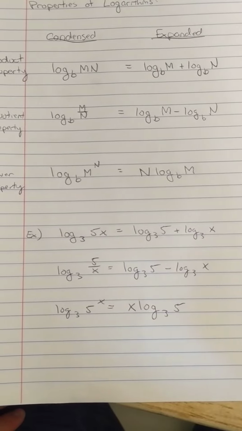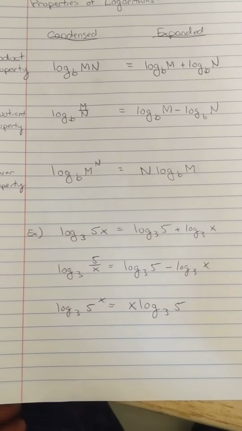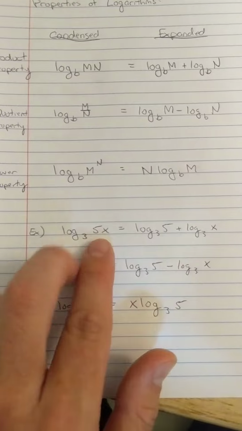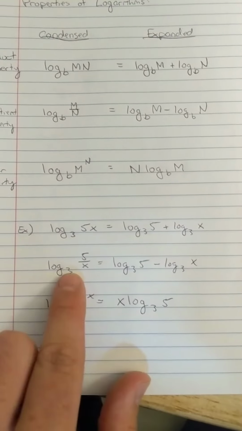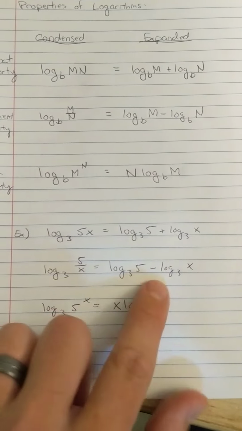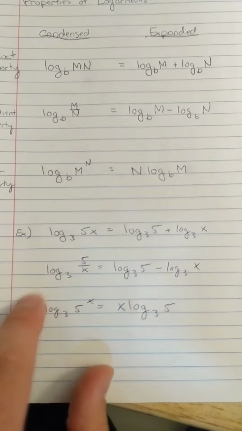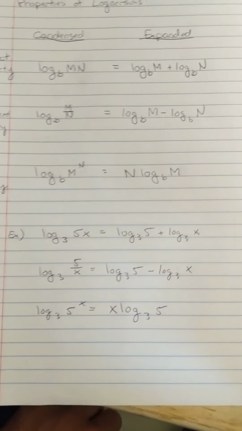So here's just a quick example of each property being used. We have the condensed version. I'm going to break that up into addition. We have the condensed version. I'm going to break that up into subtraction, and then that x comes down in front as a coefficient.